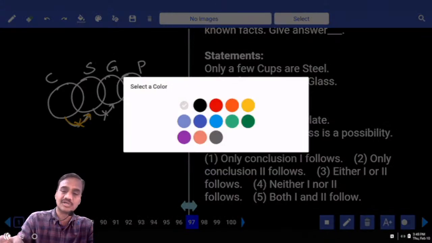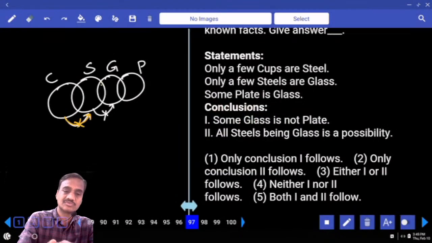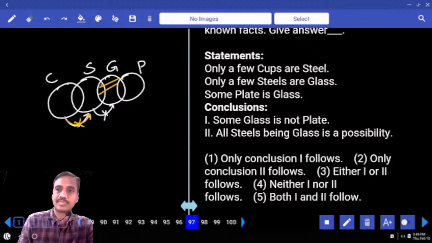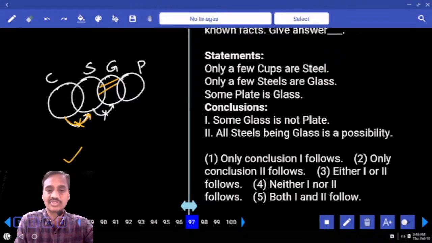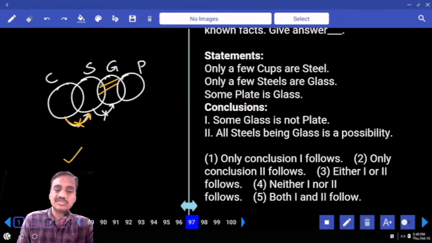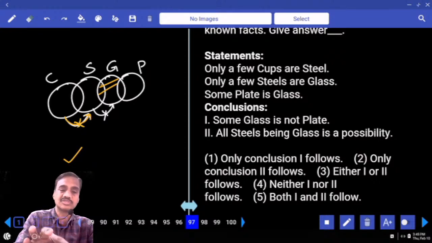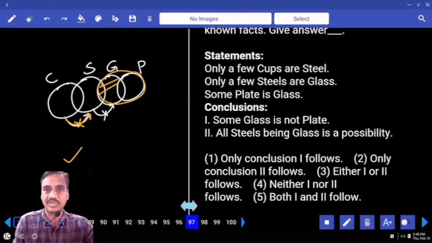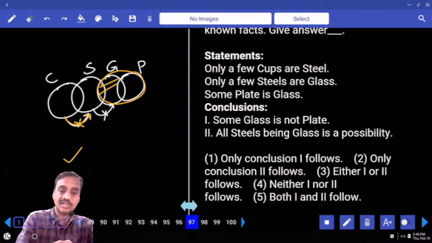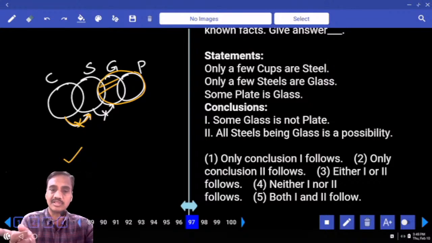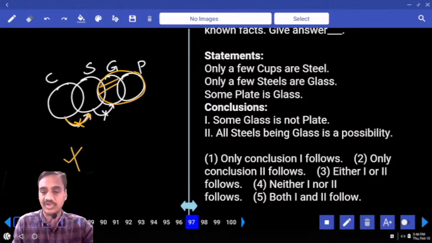Some glass is not plate. Now this is the glass which is not plate. Is that right or not? And that is true. If it falls into the other case, all glass is plate, and can you draw it like that? All glass is plate. Hence, now, steel cannot come into glass alone, but glass can come into plate. And since all is proven, some not is false.